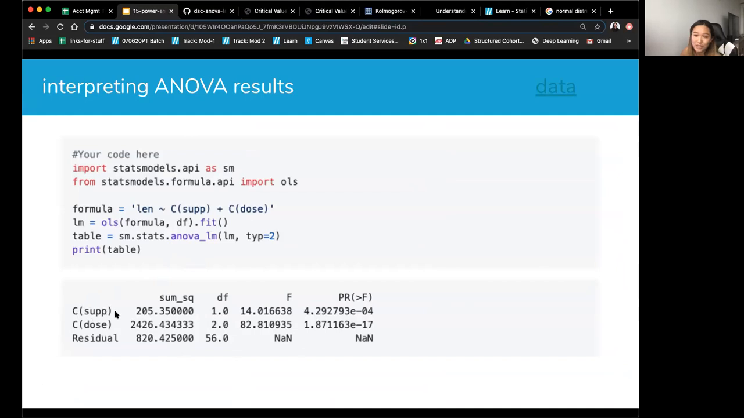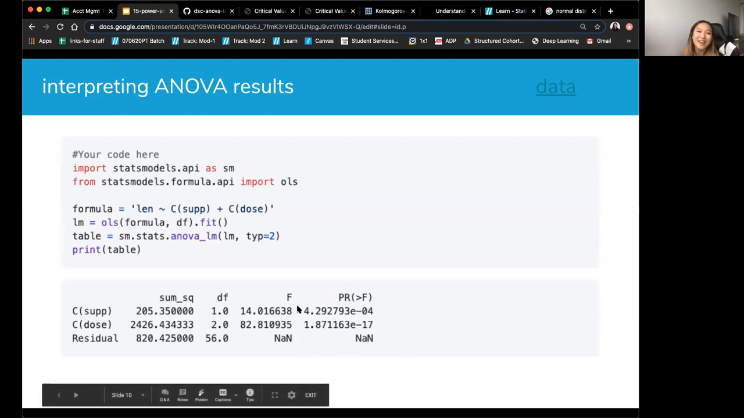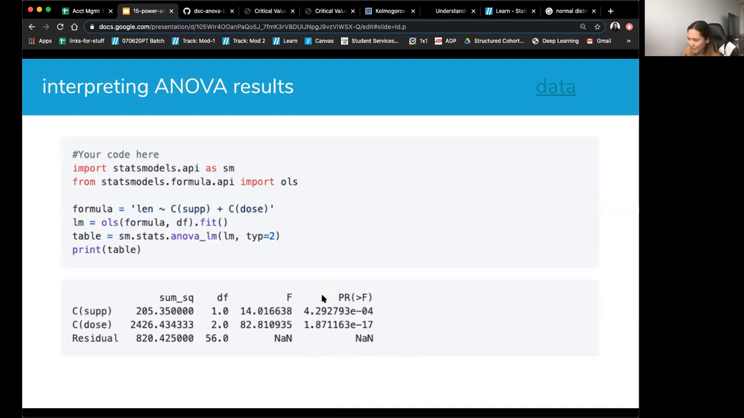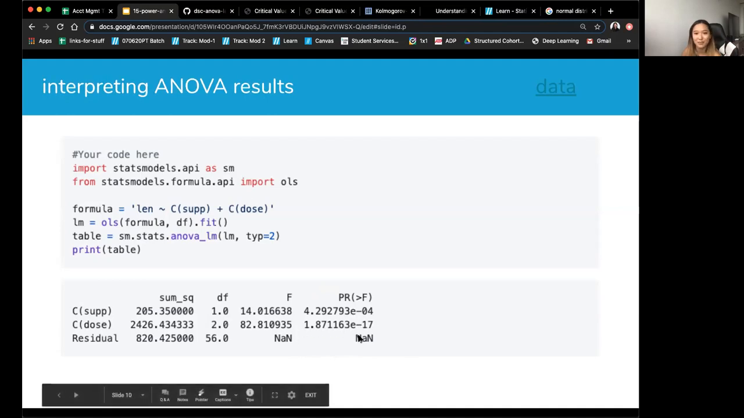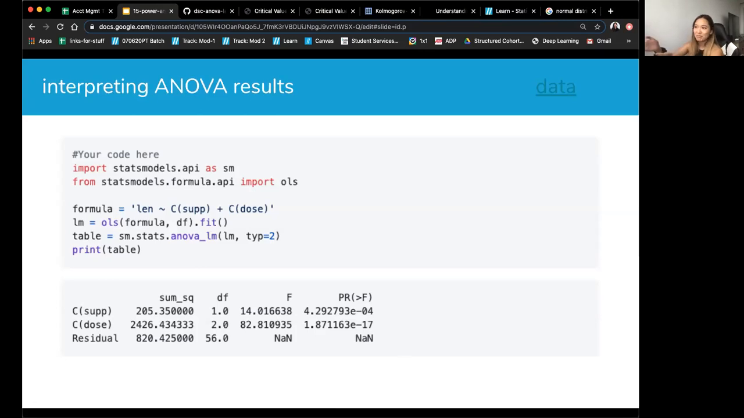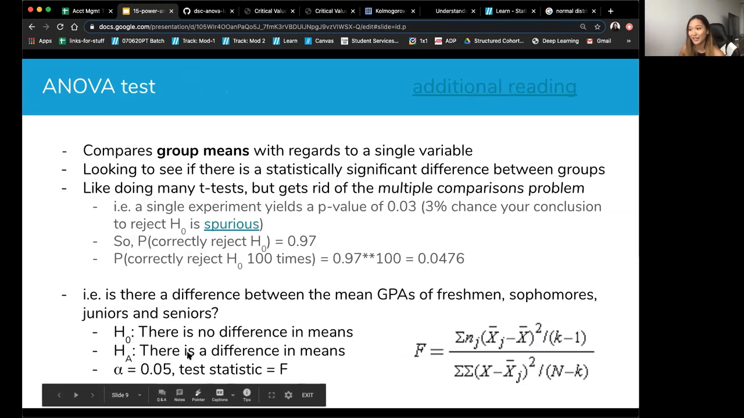Here you can see that you're looking at which supplement it was and also which dose it was. How different are they? For this, they actually calculate the F statistic for you. And then they give you a p-value, which is actually a probability. This is basically 4 multiplied by 10 to the power of negative 4, so it's 0.00004. And this one is really, really small, with 10 to the power of negative 17. These are very, very small p-values, which, if you remember, you ideally want small p-values so they're not spurious, so that they are not by chance. And therefore, we reject the null hypothesis and there is a difference in the means.